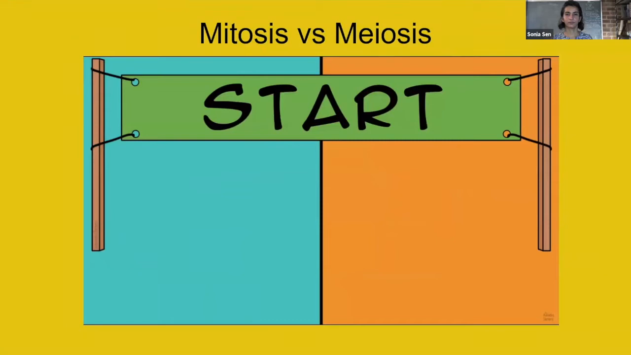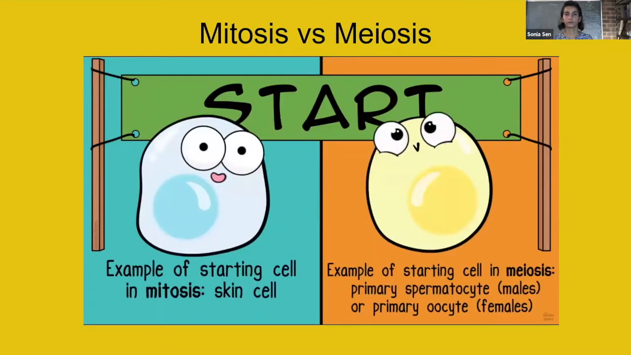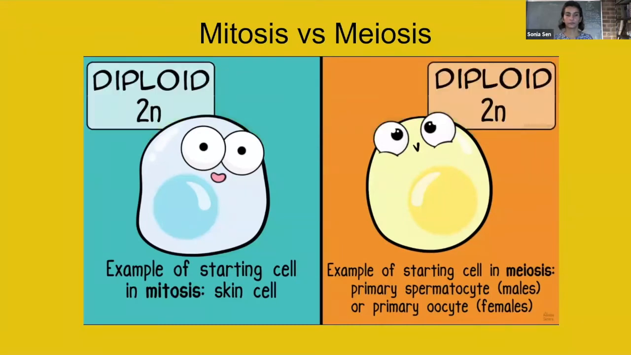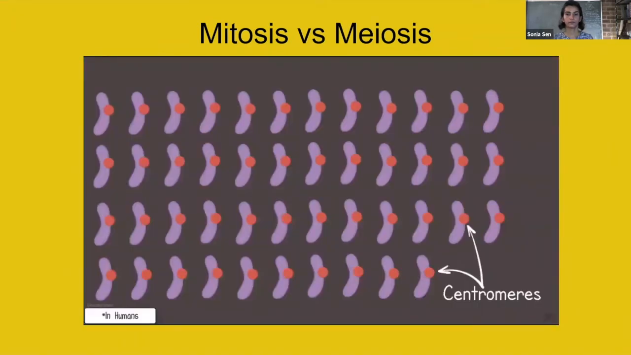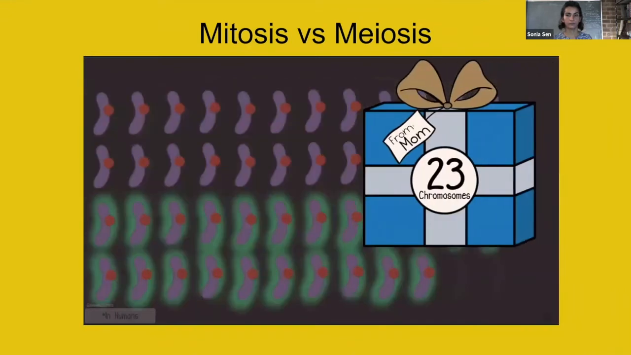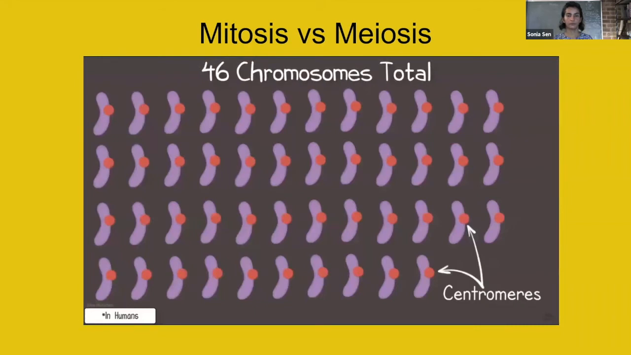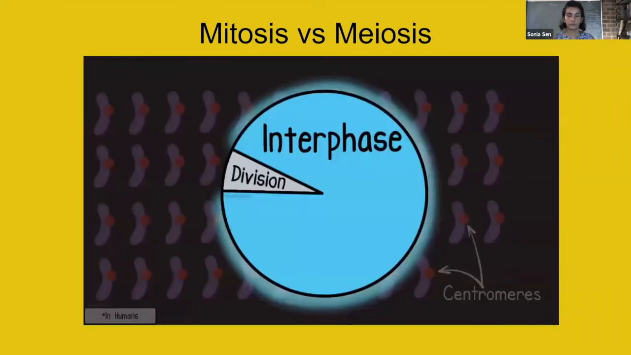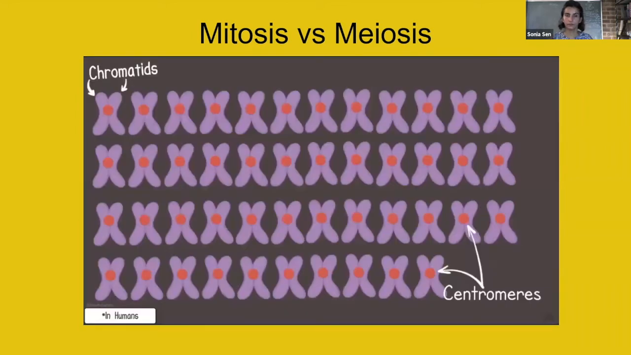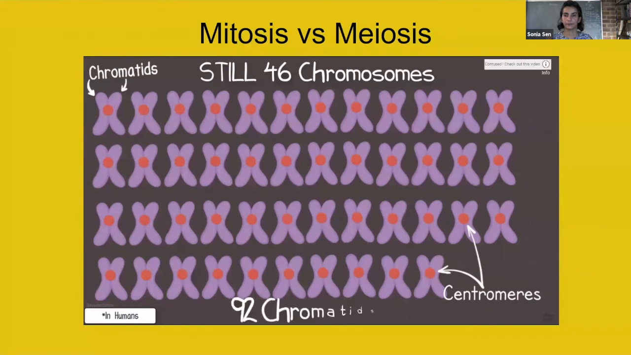Before we start mitosis and meiosis, let's look at what you start with. Your starting cell in both mitosis and meiosis is diploid. Written here is 2N. That means it has 2 sets of chromosomes. In humans, that's 1 set of 23 chromosomes from mom and 1 set of 23 chromosomes from dad. 46 chromosomes total. During interphase, the cell duplicates the chromosomes. When you duplicate 46 chromosomes, you still say there are 46 chromosomes if the newly duplicated portion is still attached at the centromere region. But there are actually 92 chromatids.